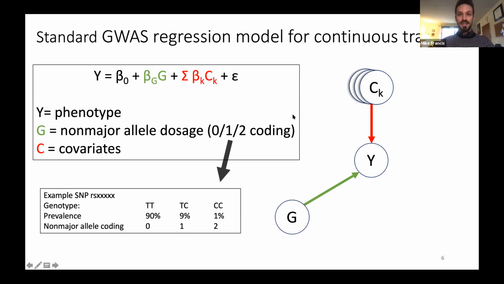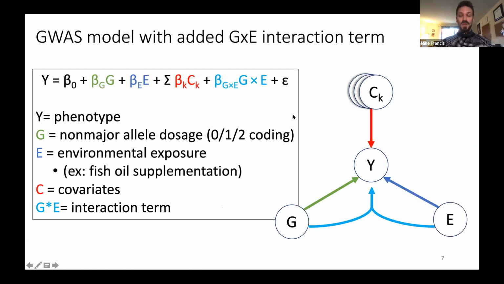For interaction, what we do is add one more dimension of complexity to that. We can take out one of the covariates and call it E, an environmental exposure. In my experiment, we use fish oil supplementation as a binary 0-1 environmental exposure. Do you supplement with fish oil or don't you? And then you can add this G by E term, which is going to give you the interaction.